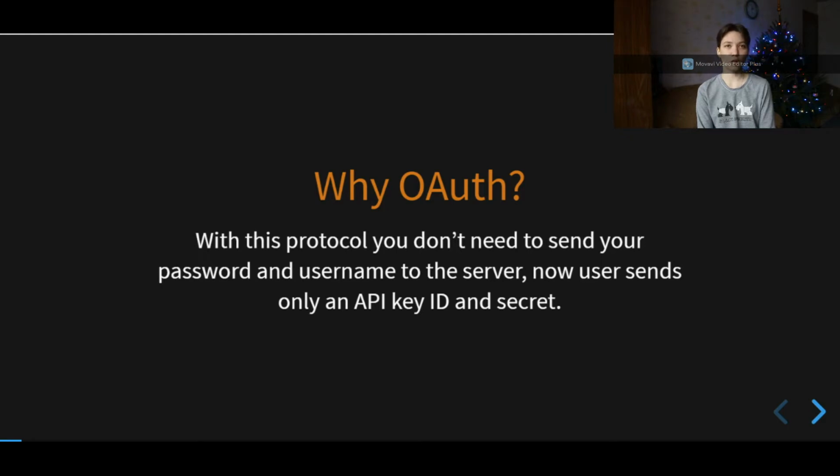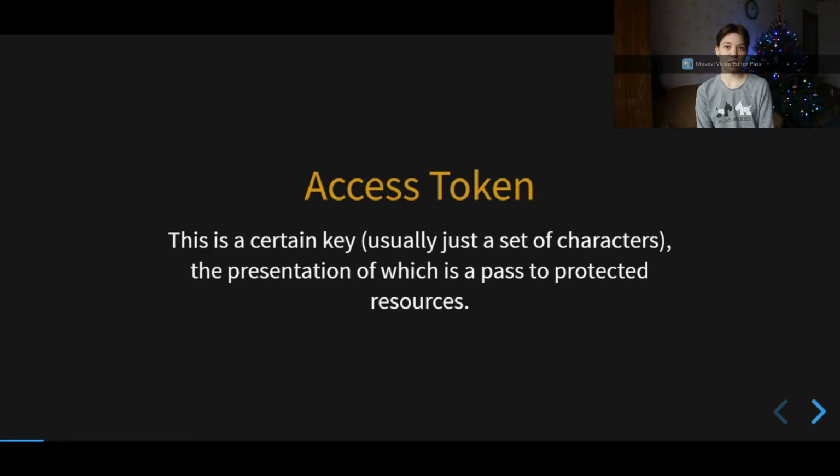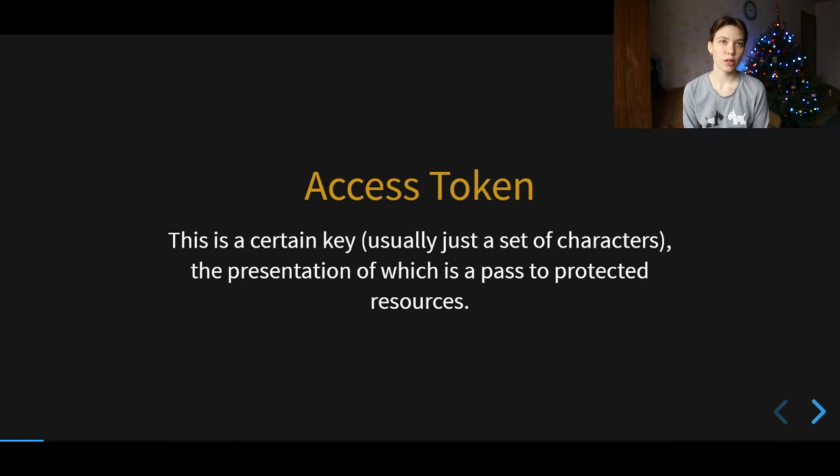The general workflow for an application using OAuth is as follows: getting authorization and access to protected resources. The result of authorization is an access token. An access token is a certain key, usually just a set of characters, the presentation of which is a path to protected resources. In the simplest way, they are accessed via HTTPS with the received access token indicated in the headers or as one of the parameters.